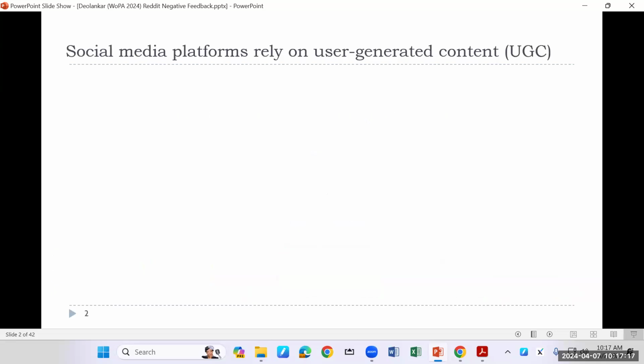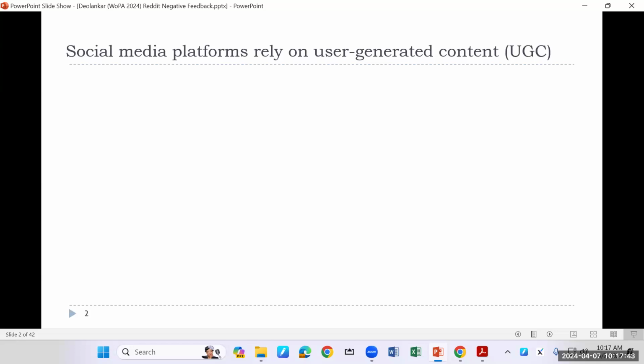Okay, so social media platforms burst onto the scene roughly 2 decades ago, and since then they've become a very ubiquitous part of our lives. Now, an important feature of social media platforms is that the users of these platforms are the ones that supply content to them, and that content is typically referred to as UGC, or user-generated content. A steady supply of UGC is important for the healthy functioning of these platforms.